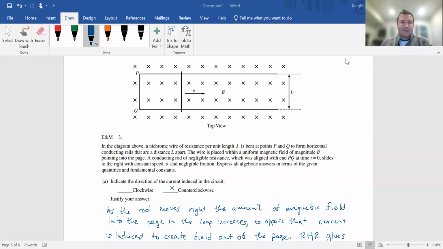All right. This is 2007 number 3 E&M. Diagram above, nichrome wire of resistance per unit length lambda is bent at P and Q to form horizontal conducting rails that are a distance L apart. The wire is placed within a uniform magnetic field of B, pointing into the page. A conductive rod of negligible resistance, which was aligned with end PQ at time equals 0, slides to the right with constant speed V, and negligible friction. Express all algebraic answers in terms of given quantities and fundamental constants.